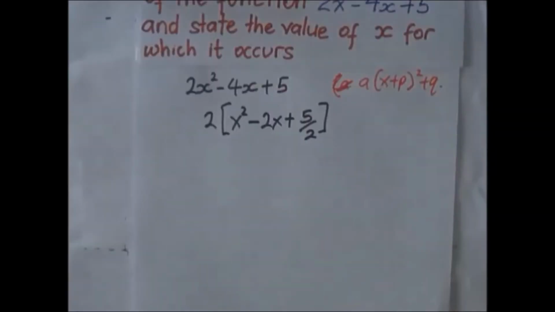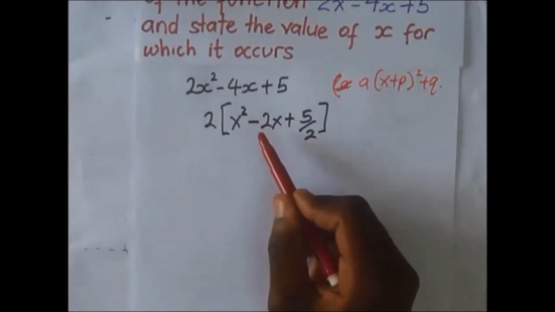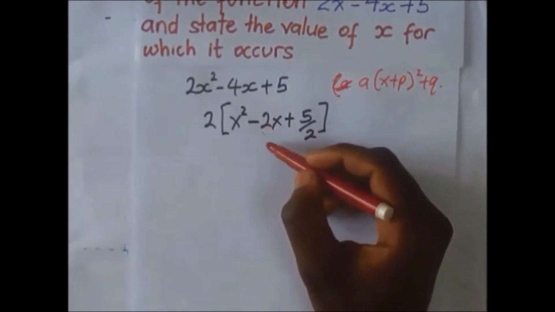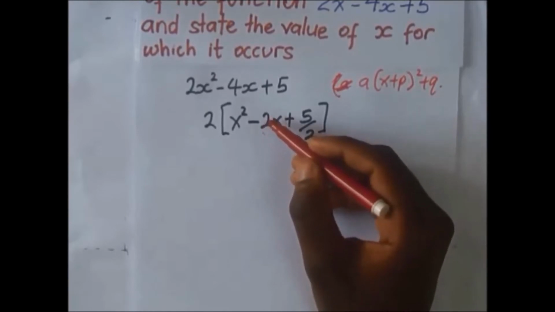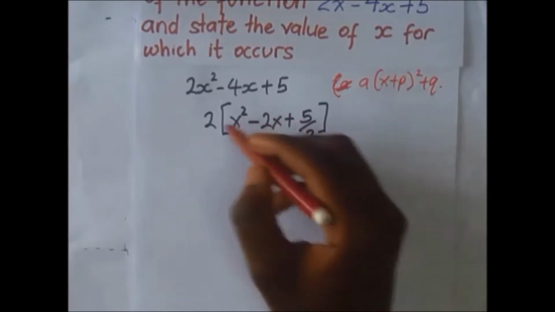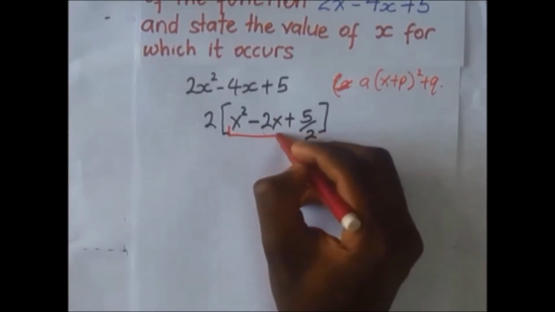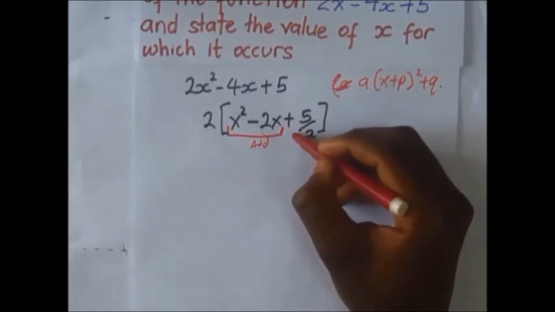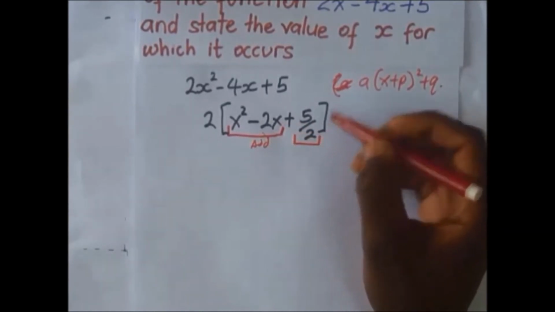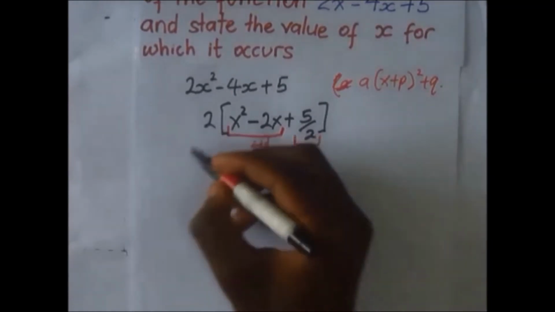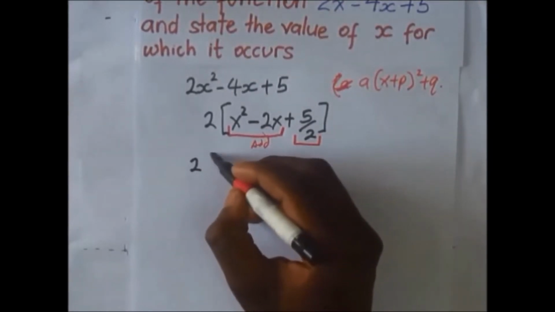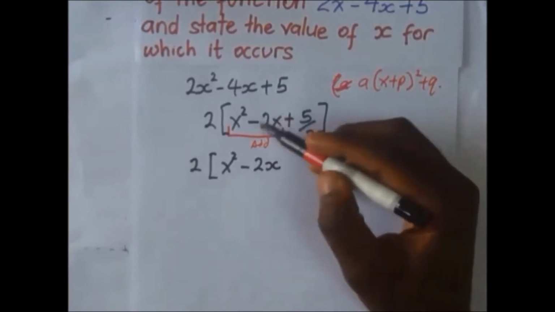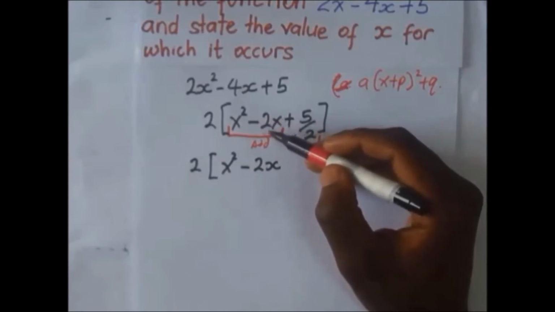Just like we did before, we are going to get the coefficient of x. In this case, the coefficient of x is 2. Divide it by 2. After dividing the coefficient of x by 2, we square the answer. When we square the answer, we are going to add it to that term. After adding it to that term, we get that term 5 over 2 and subtract the answer we got. In this case, it's going to become 2 into x squared minus 2x. So we get negative 2 divided by 2. What do we get? We get negative 1.